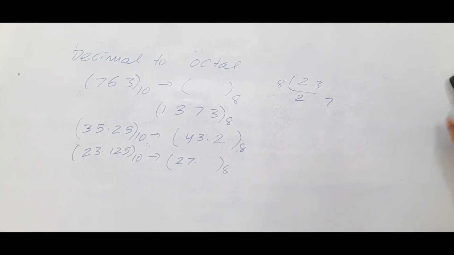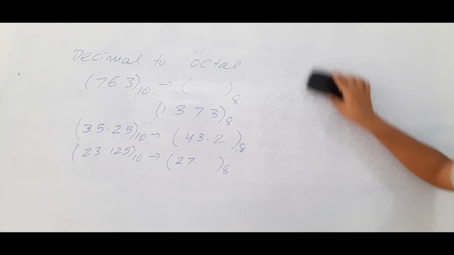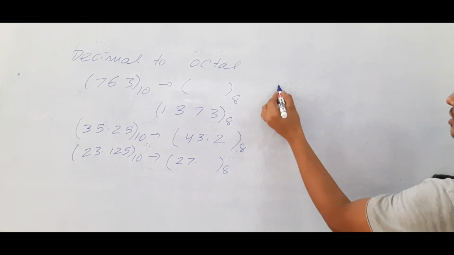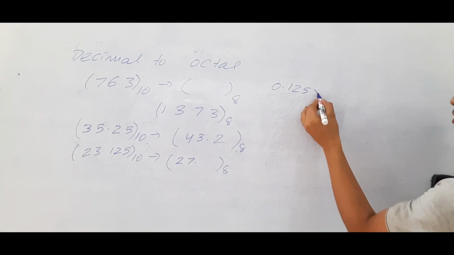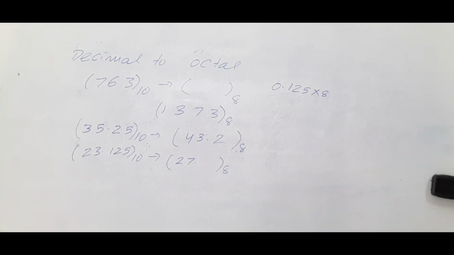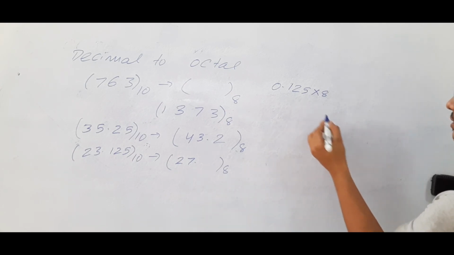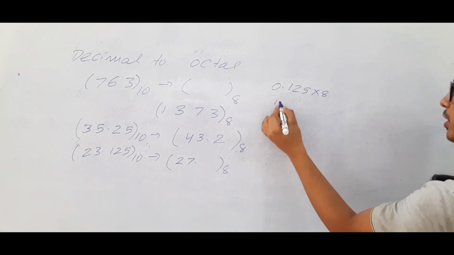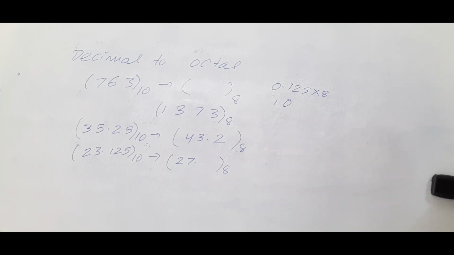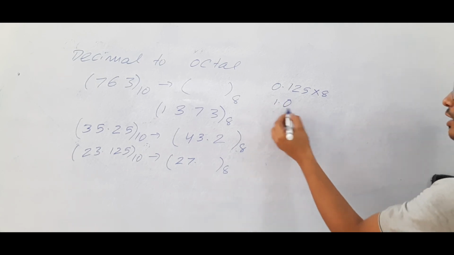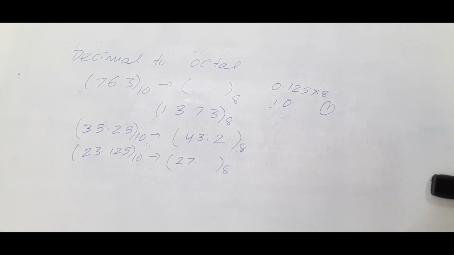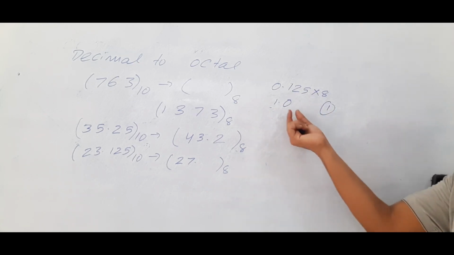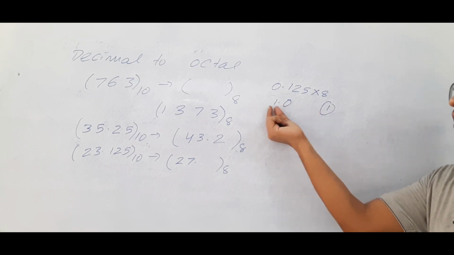Now I want to convert the fractional part. The importance of this question is how you have to convert this 0.125 into an octal number. So how will you do it? 0.125 into 8 you will do. If you do it, you will get 1.0. Am I right or wrong? If you want to verify, you can verify it. You will get 1.0, so you will take this 1. Okay, are you able to understand?